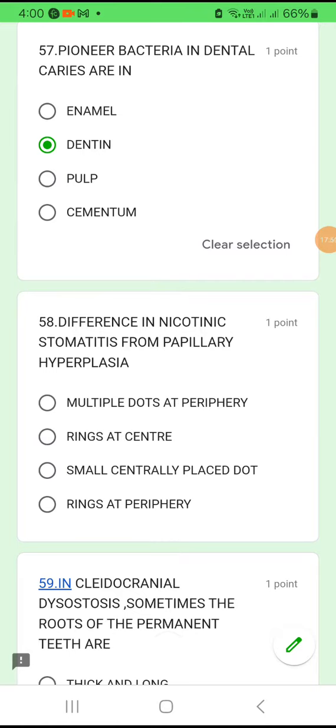58. Difference in nicotinic stomatitis from papillary hyperplasia. What is the difference between nicotinic stomatitis and papillary hyperplasia? You can see the minor salivary gland duct swelling, which will be present as a small centrally placed dot in nicotinic stomatitis. So option C.